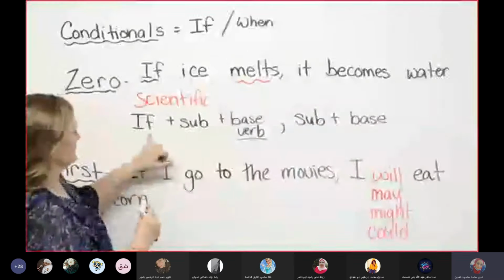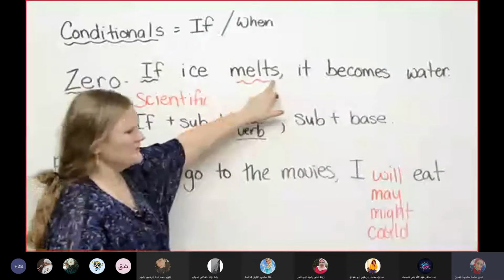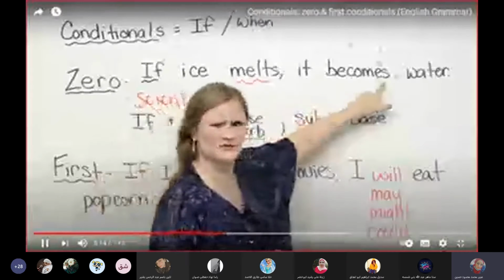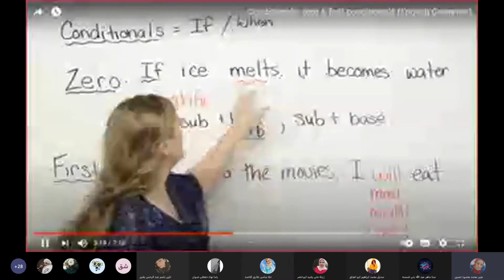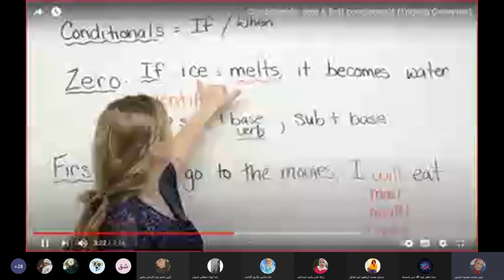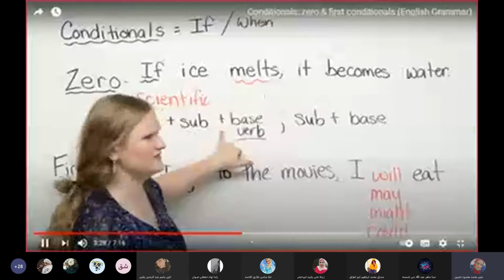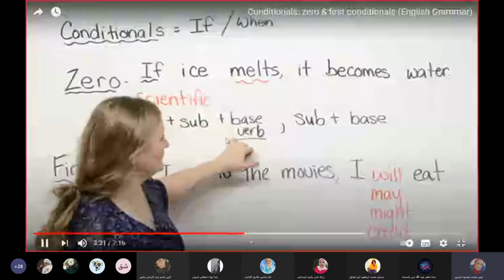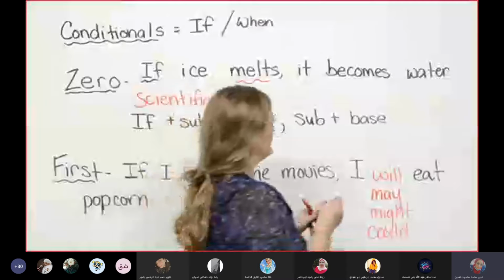So if we look at this, I have if, my subject is ice, and I have melts. Oh, why did I put an S on melts? Because singular. And why did I put an S on becomes? Because we are talking about singular. Does anyone know the answer? The answer is because this is singular. It and ice is singular. If your subject is singular, you need to put an S on the verb 100% of the time. So, if ice melts, I have a comma. It is my subject. Becomes, base verb again, water.